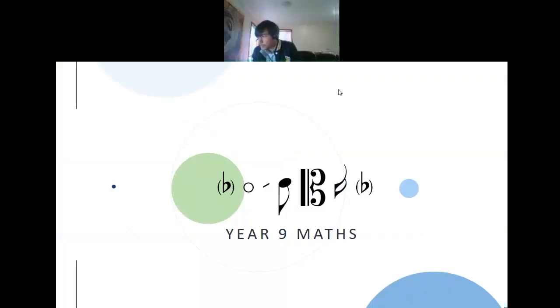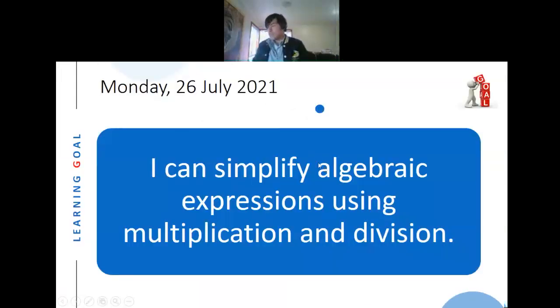Alright guys, so welcome to today's lesson. Our goal for today is that we can simplify algebraic expressions using multiplication and division. I just want you to, in your mind, give yourself a rating on how well you understand this goal, or how confident you are with this goal here.